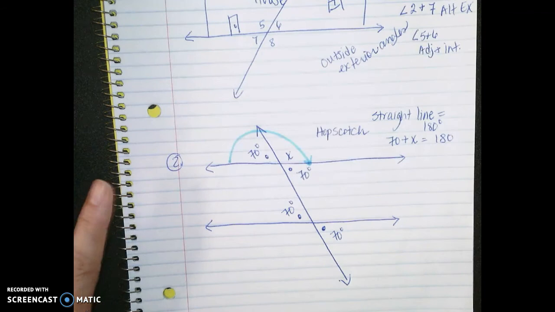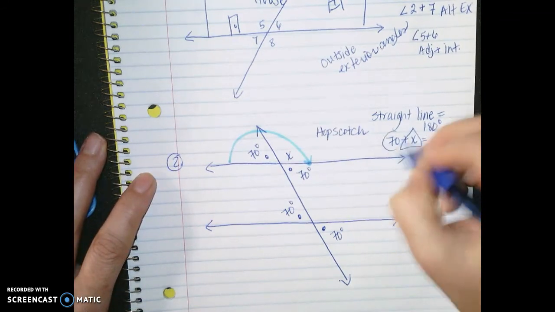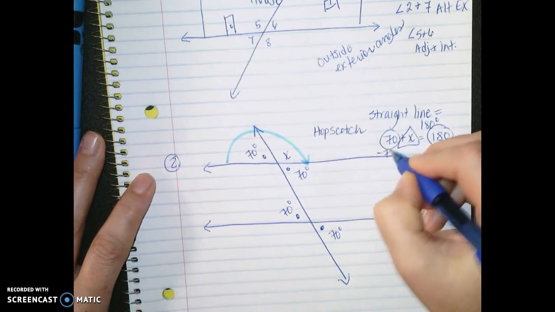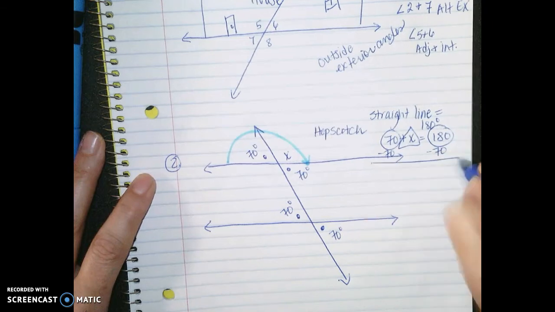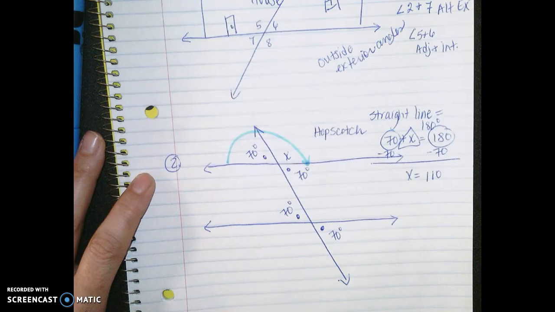I can do a couple of strategies. Number 1, I could draw a triangle on the variable, circle my numbers. What do I have on both sides? Circles. Subtract 70. X equals 110. Solution.